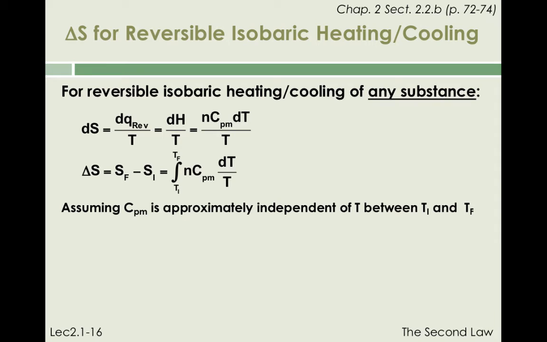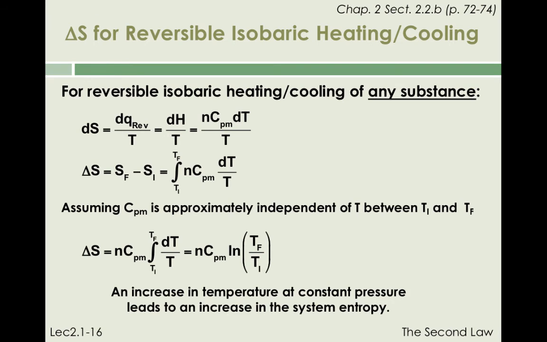Assuming that CPM is approximately independent of temperature between Ti and Tf, we can take CPM outside the integral sign and obtain delta S equals n CPM natural logarithm of Tf divided by Ti. So, an increase in temperature at constant pressure leads to an increase in the system entropy. In other words, pure substances tend to be more disordered at high temperatures than at low temperatures.